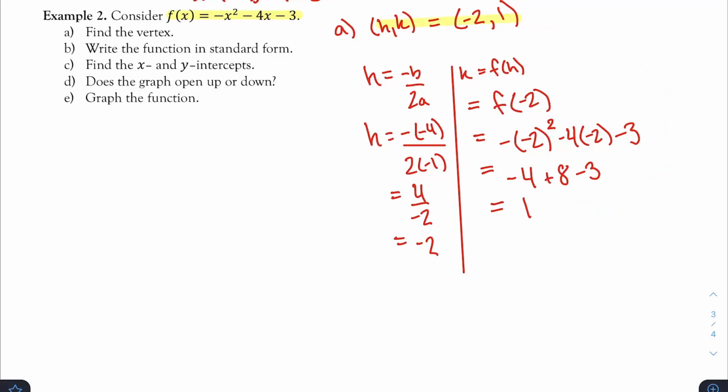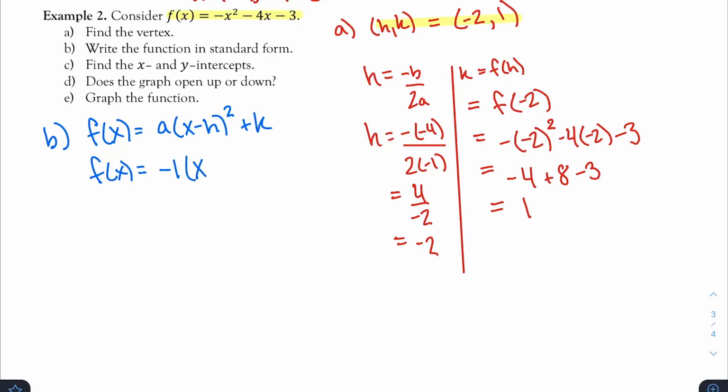Well, now that I have my vertex, I'm able to write my function in standard form. So let's go ahead and write it here on the left in standard form. Again, I have f of x should be a times x minus h squared plus k. So we have the standard form. If I fill in the blanks, a we said was negative 1. X minus h, or in this case, minus negative 2, giving me plus 2. And then plus my k value, in this case, 1. So I have in standard form negative 1 times x plus 2 squared plus 1.